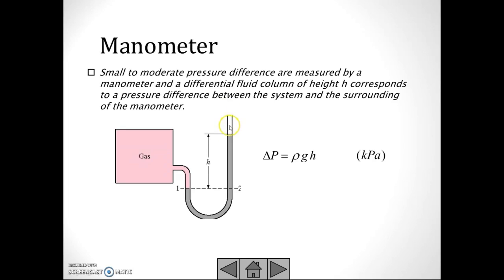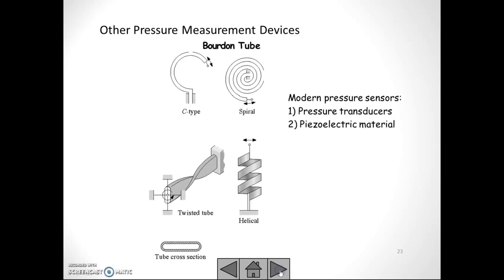The surrounding is atmospheric pressure here, which pushes the liquid. So delta P equals rho g h: density, gravitational acceleration, and height. This is the equation that we're going to use. Remember, this is level number 1, the level between 1 and 2, until the end of the liquid. The difference of level is represented by the height h, and this represents the differential of pressure in kilopascals.